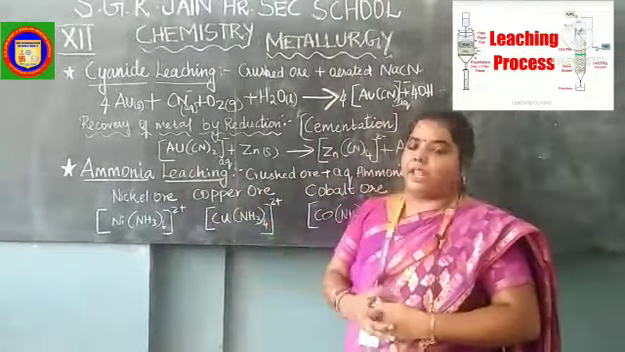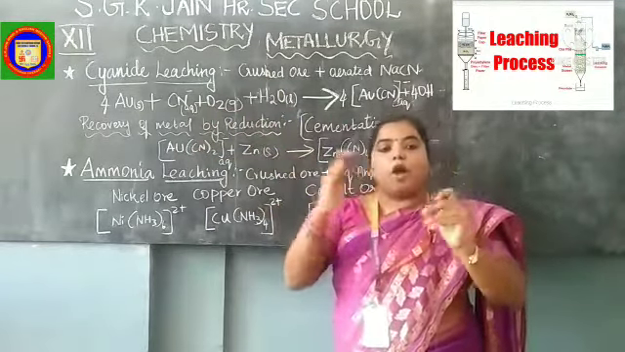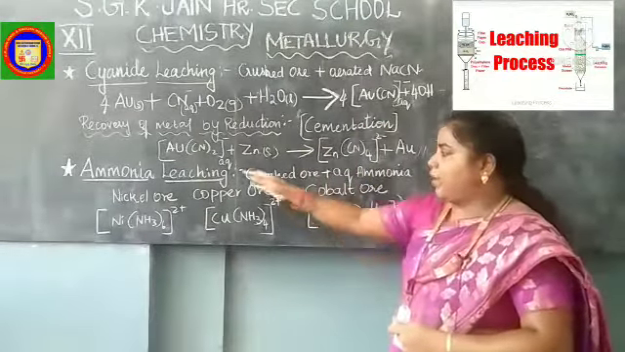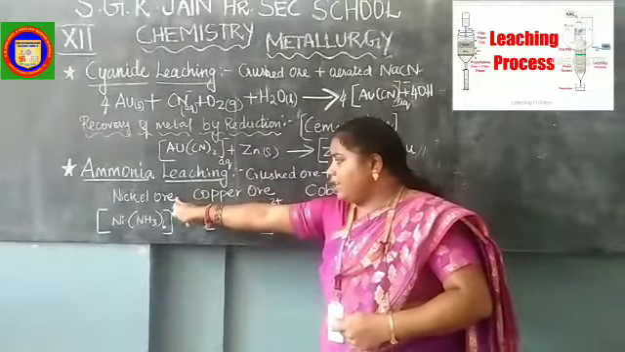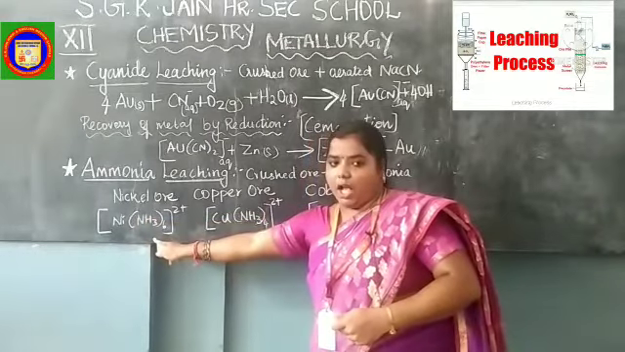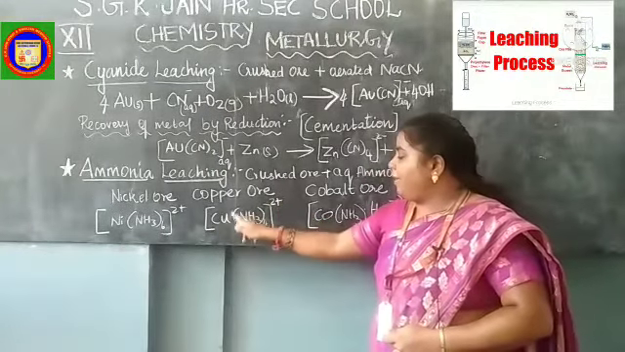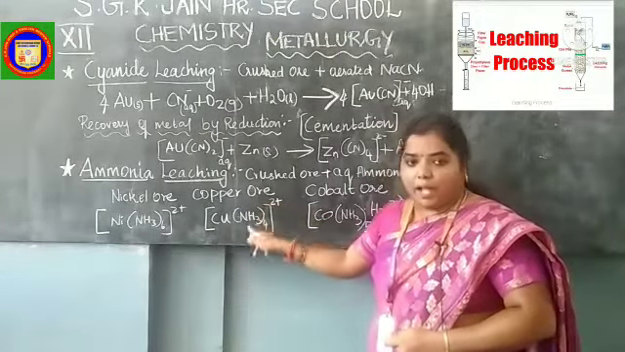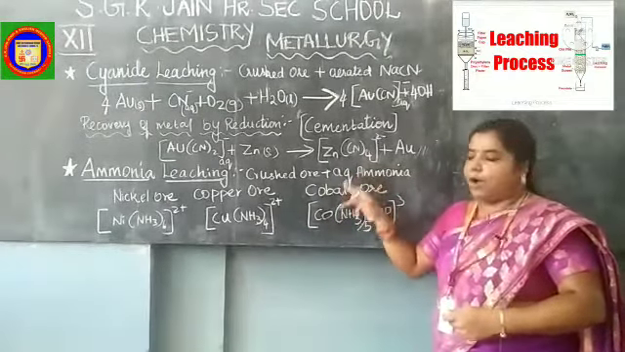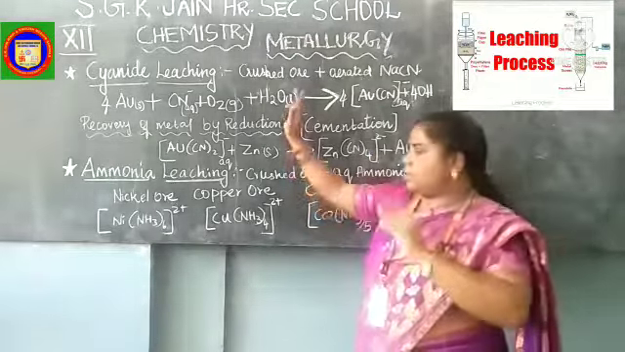Again from the name, in place of cyanide I am adding ammonia, which forms a complex with the ore. What types of ore can we use for ammonia leaching? If I am using a nickel ore, the nickel forms a soluble complex with ammonia. If I am using a copper ore, copper forms a soluble complex with ammonia. Then cobalt ore, again cobalt has a tendency to form a soluble complex with ammonia. So it is very clear.